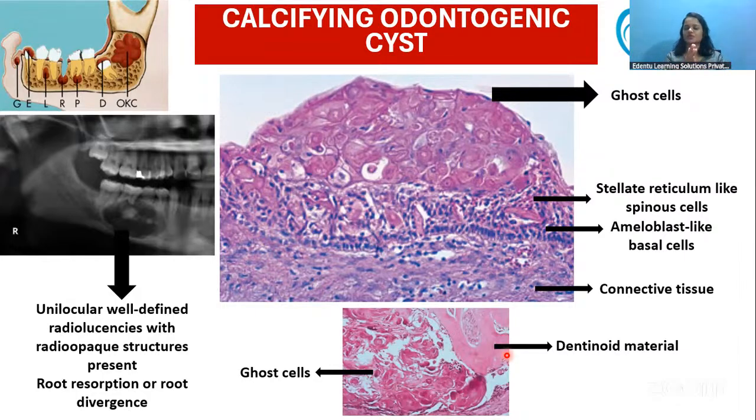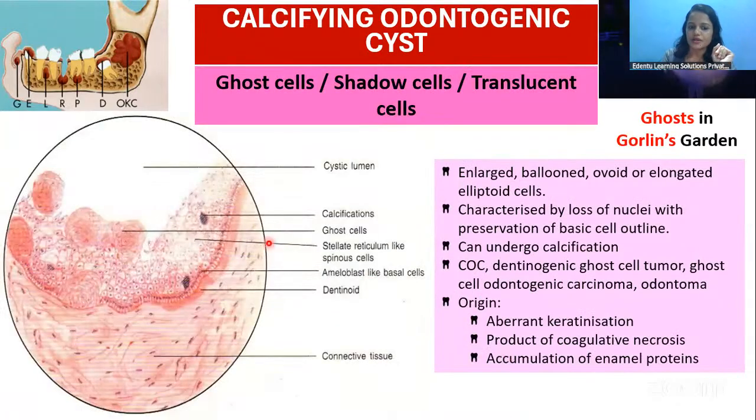Okay, so calcifying odontogenic cyst histopathology, don't miss out ghost cells, stellate reticulum-like spinous cells, the ameloblast-like basal cells, the dentinoid-like material, and calcifications seen in the ghost cells. Okay, 5 points, do not miss out. Okay, so this is the picture that you can draw for your exam. There will be cystic lumen, calcification, blue colored calcification, and the ghost cells will be there. Ameloblast-like cells and the dentinoid material and connective tissue, less inflammation will be usually seen.